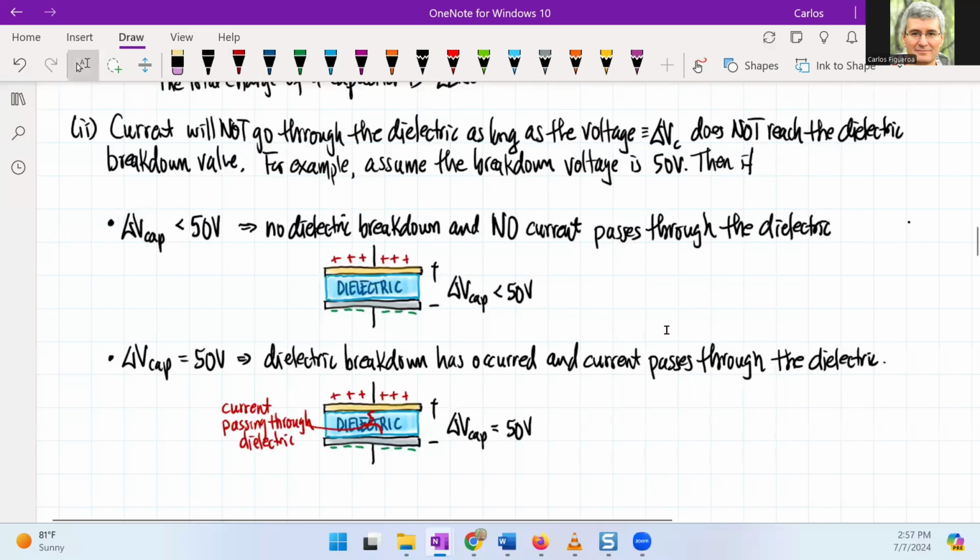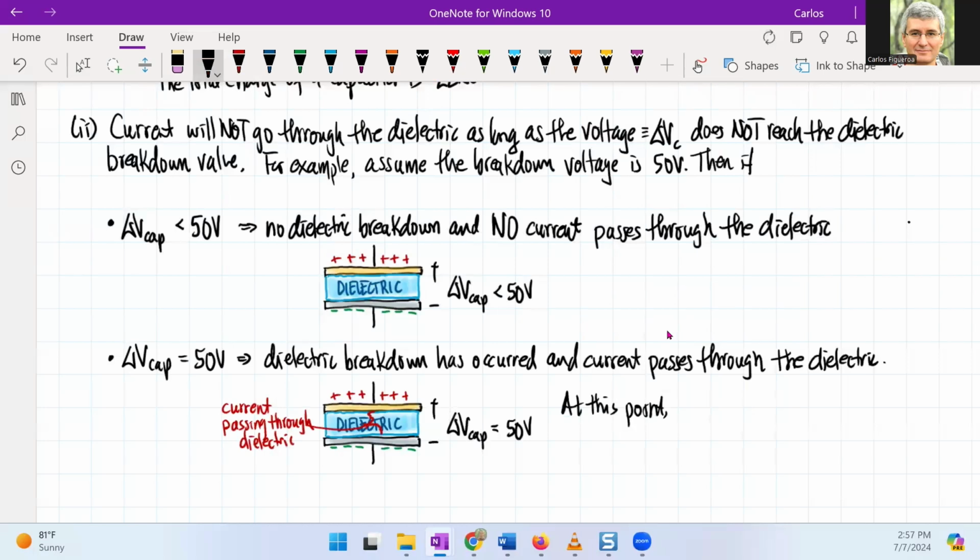At this point, the capacitor is no good. The capacitor is no good and should be disposed. Of course, you dispose of it properly.